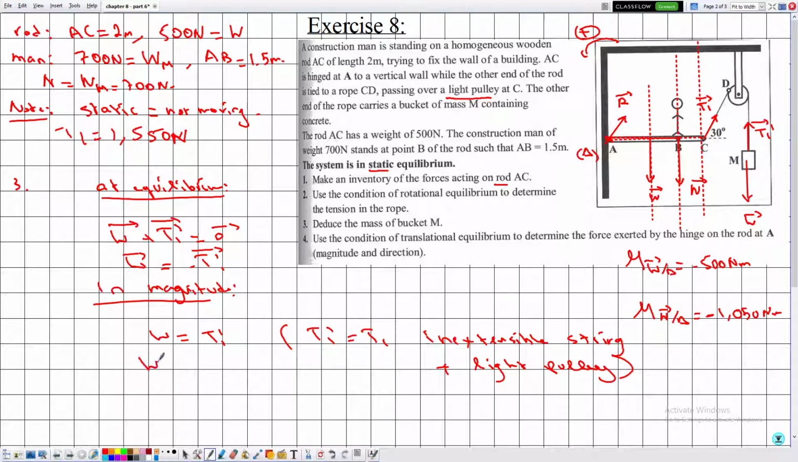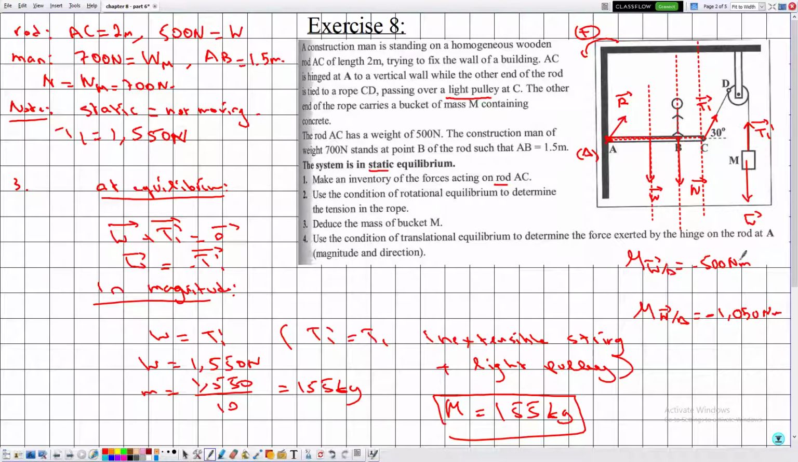Now in this case the weight is equal to 1550 newtons. We are talking about the weight of the bucket. So in this case the mass is given by 1550 divided by 10, which is equal to 155 kilograms. So the mass of the bucket is given by capital M, 155 kilograms.